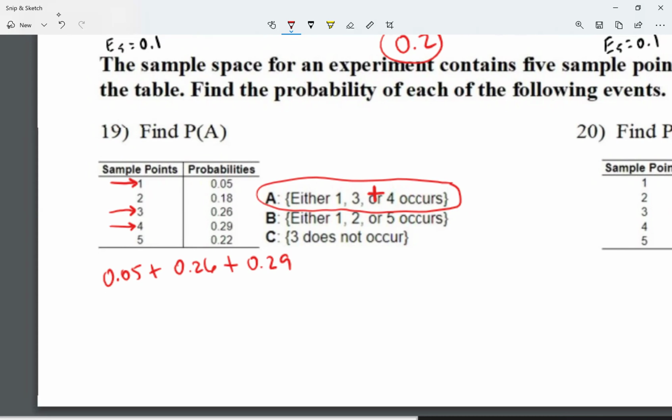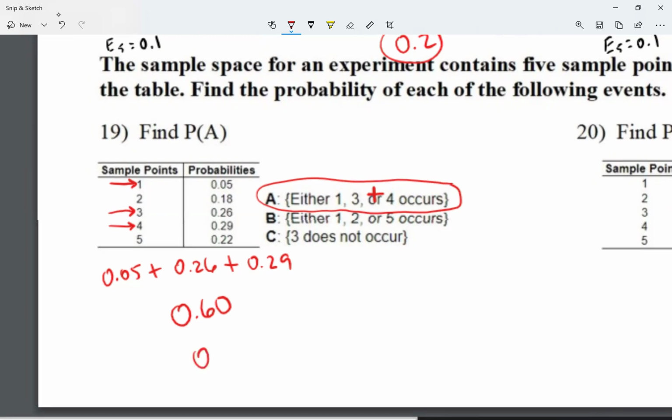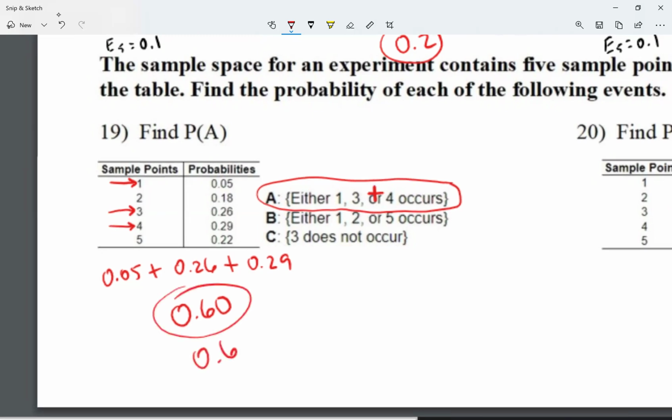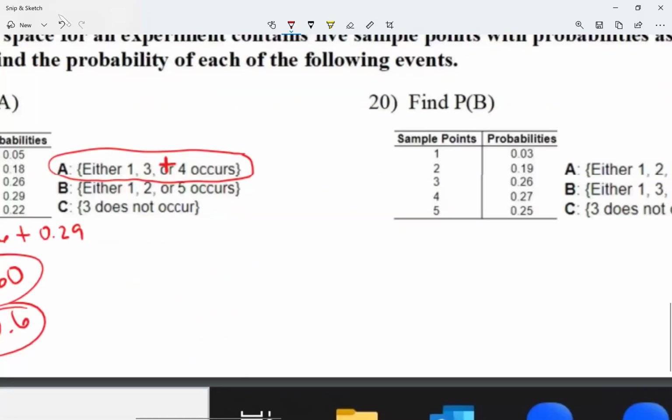0.05 plus 0.26 plus 0.29, it gives me 0.60. Some of you might be like, what if I write that as 0.6? Well, either one. Isn't that the same thing? 0.60 or 0.6? As you wish. Okay, it's the same number anyway, so as you wish.